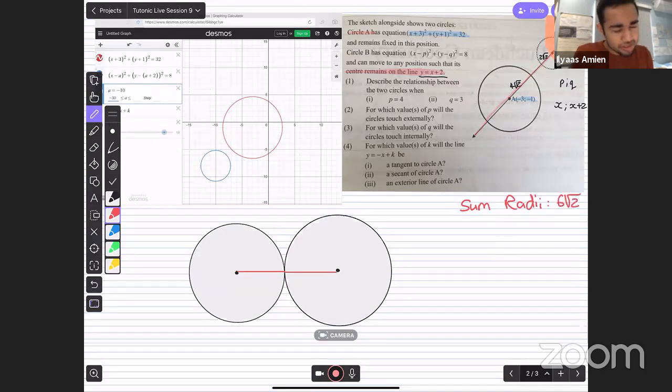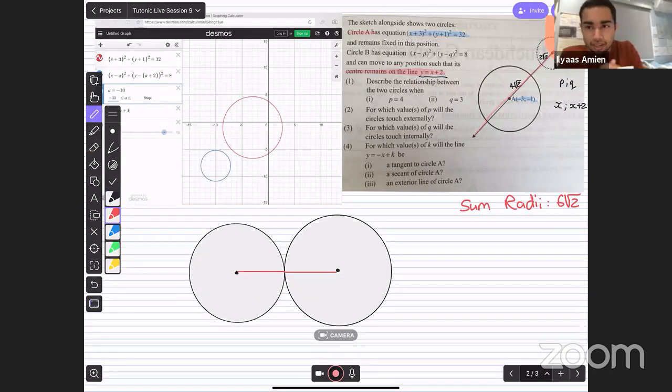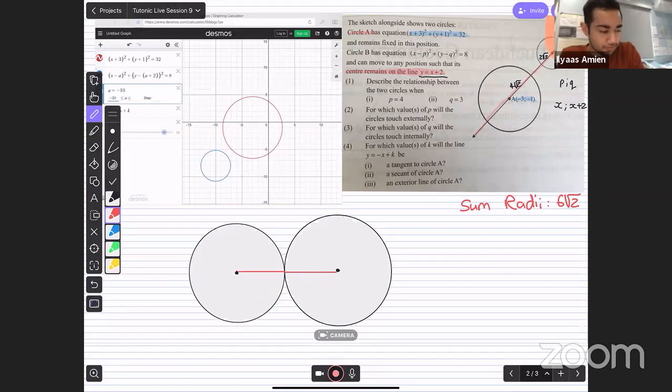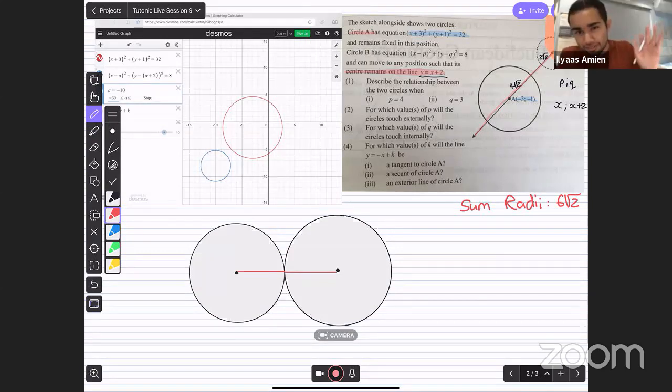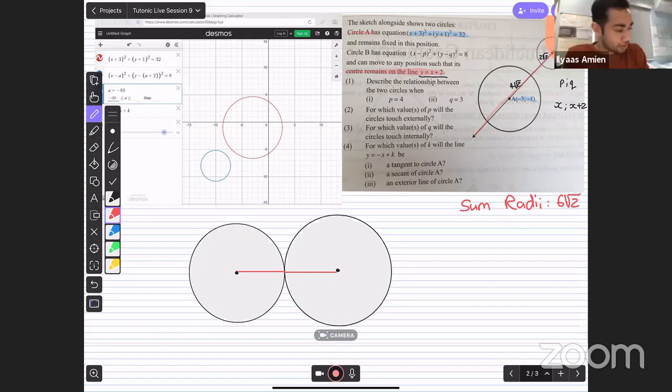If you show that the distance between their centers is greater than 6 root 2, what does that mean? That they don't touch and they are external. And if it's equal to 6 root 2, they touch at one point, and if it's smaller than 6 root 2, they intersect at 2 points. Good. Okay. So now that you have this knowledge, how can you solve question 1?